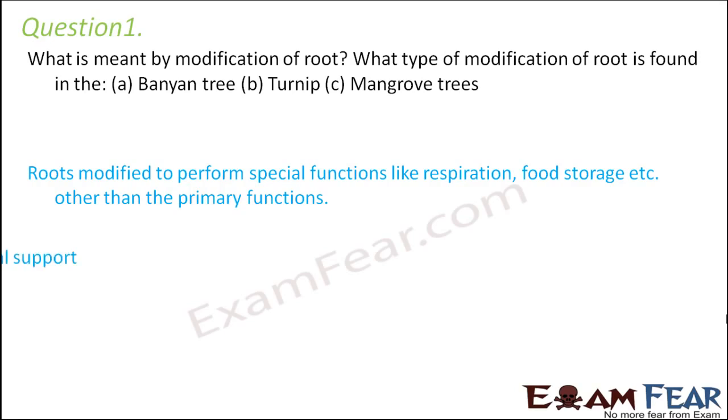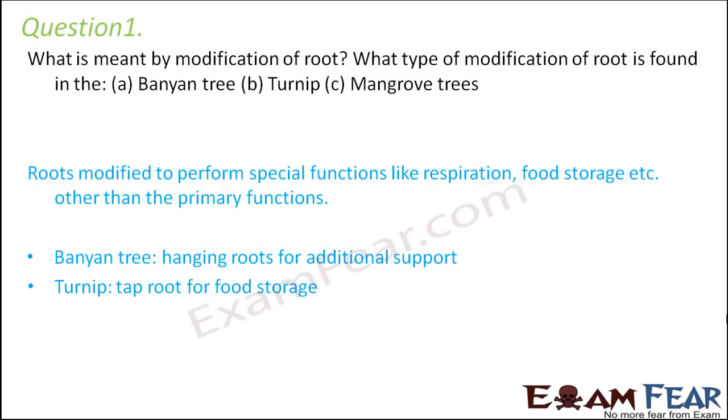Now talking about a banyan tree, in banyan tree we have the hanging roots. Some of the branches actually start growing downwards, so they are known as hanging roots. They provide additional support. So what type of root modification is that? Hanging roots, which are also known as prop roots. In turnip the root is extremely swollen, and that swollen root helps in storage of food. So the tap root of turnip is swollen for food storage.